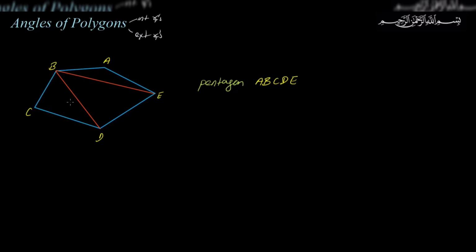So a diagonal is basically a segment that connects non-adjacent vertices. That's because C and A would be adjacent neighbor vertices, and if you connect them, you get the side of the polygon. It's not a diagonal, there's just a side. So diagonals are segments that connect non-adjacent vertices.